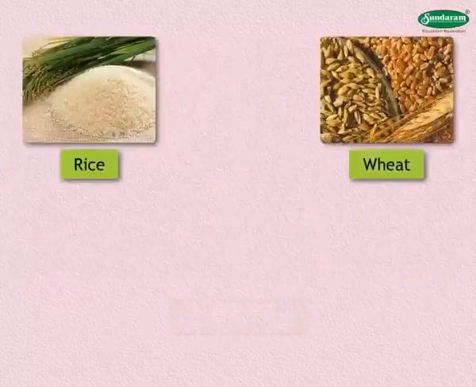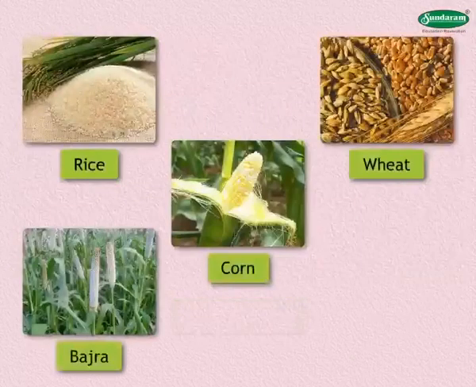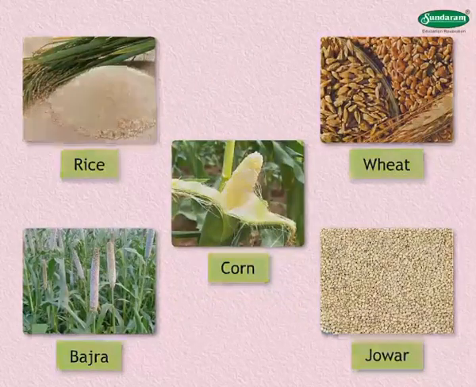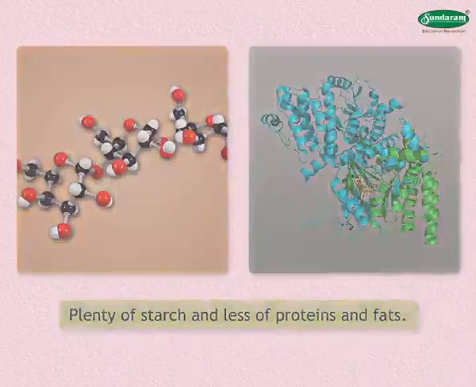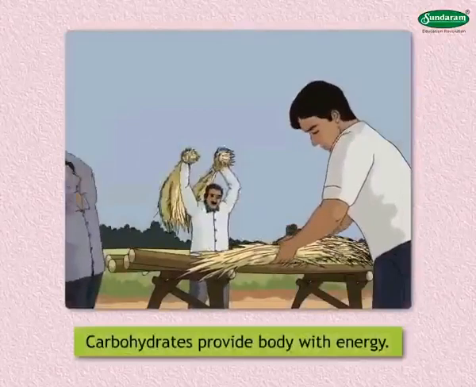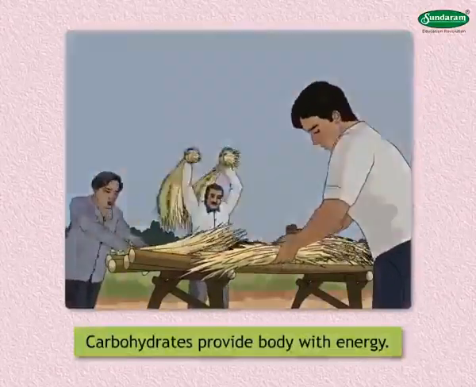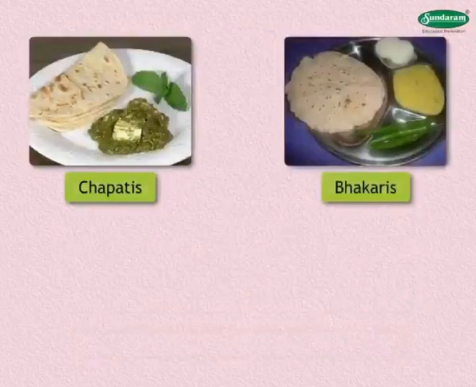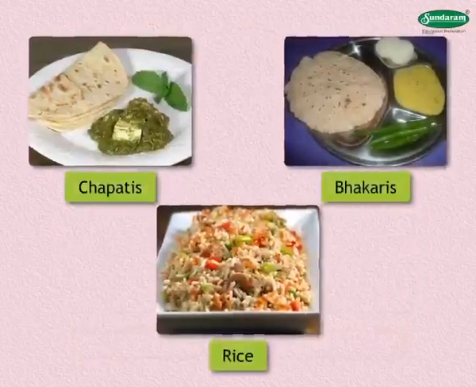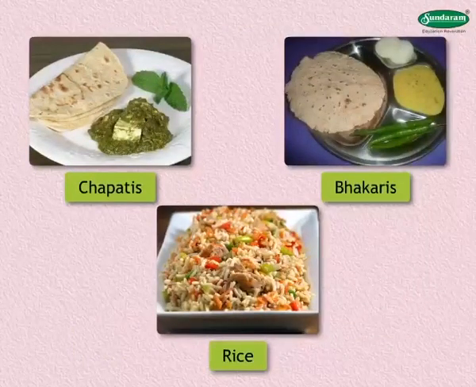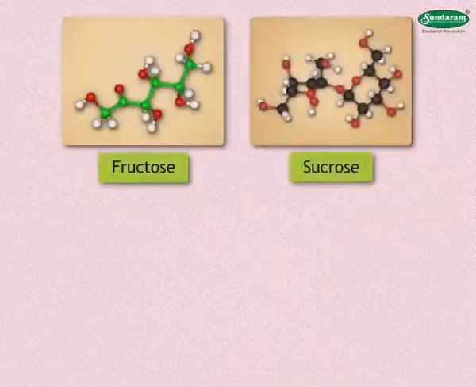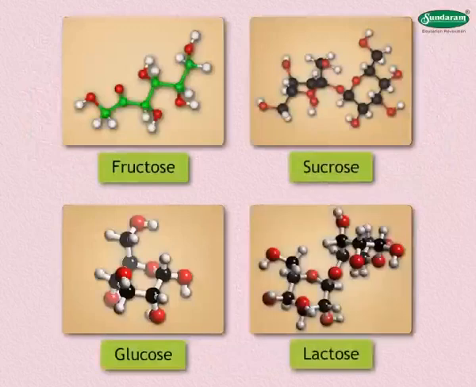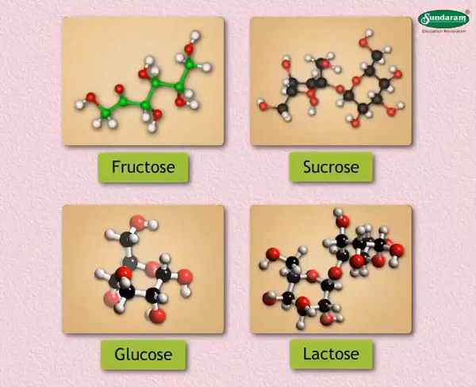Rice, wheat, corn, bajra, jowar are cereals. Cereals contain plenty of starch and small quantities of proteins and fats. They provide the body with the energy it needs, which is why chapatis, bhakris, rice are important items of our daily diet. They contain sugars like fructose, sucrose, glucose, and lactose, which make energy available.